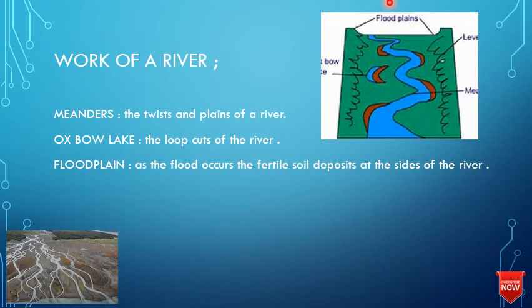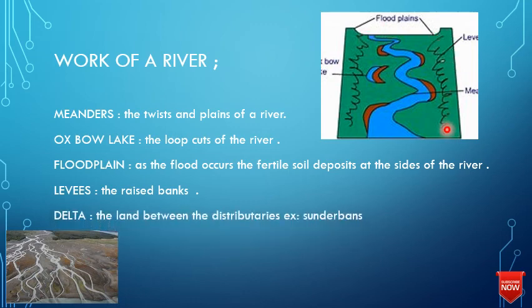Floodplain. As the flood occurs, the fertile soil deposits at the side of the river. These are the floodplains. Levees, the raised banks. These are the levees as marked here. Delta, the land between the distributaries. Example, the Sundarbans Delta. See, this is a delta.